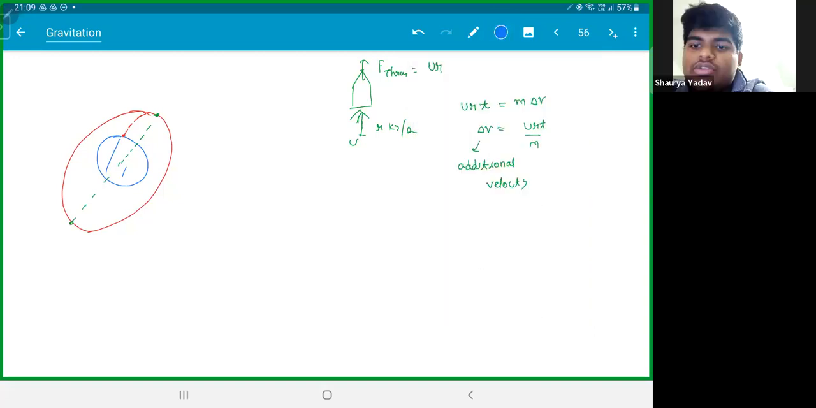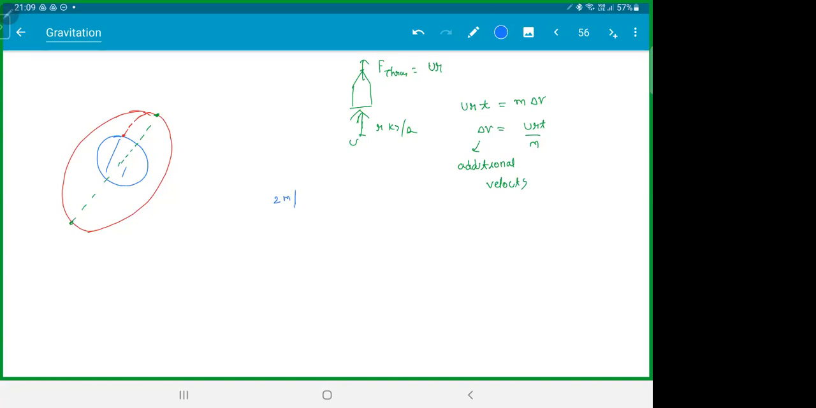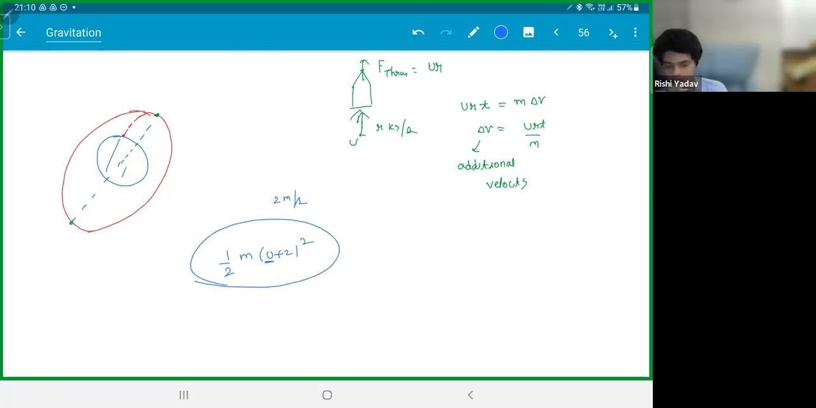Let's say every time you switch on, an additional velocity of 2 meters per second comes. Agreed? So what will happen to the kinetic energy? Your kinetic energy will become half m times u plus 2 whole square. So if you want to get maximum kinetic energy, you should be what? More or less? More. At which point is the velocity maximum?